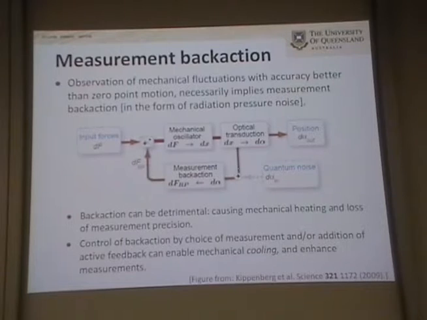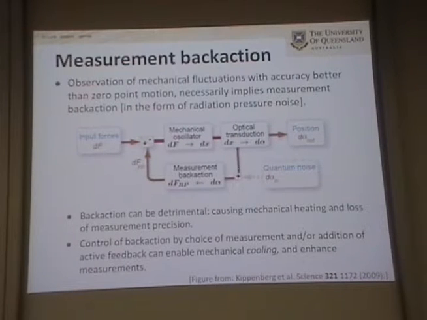One thing you might have noticed is that I said I think we can measure the motion of the oscillator to better than the zero-point motion, right? If we measure the motion to better than zero-point motion, that has to apply back action onto the resonator.